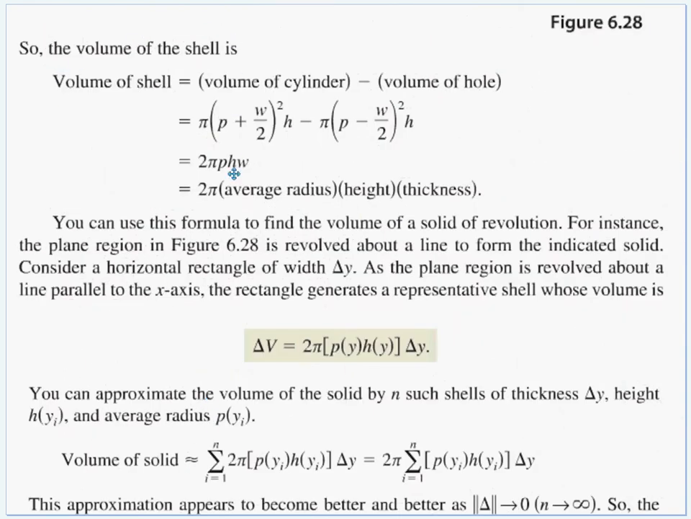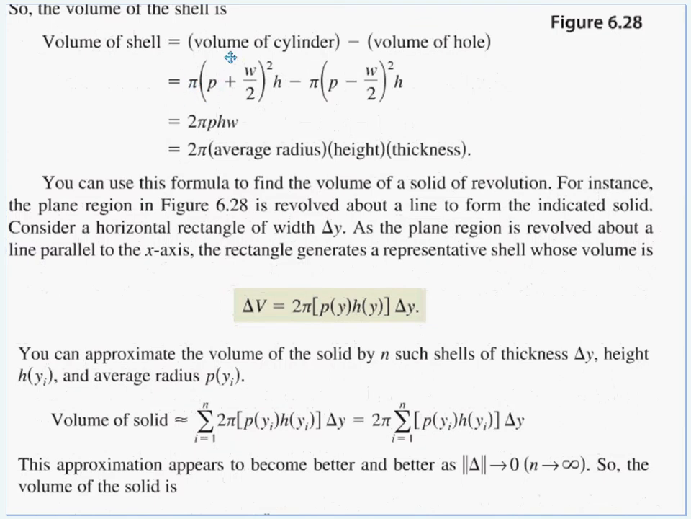So the volume of our shell would be pi times r squared, pi times that P plus half W squared times the height, and then we would subtract the volume of the hole, the inner radius, pi times P minus half of W, that quantity squared times h. If we FOIL out the quantity squared, we will have some things combine and cancel. If you go through all the algebra, you're going to have 2 pi times P times h times W, or 2 pi times the average radius, P, times the height, h, times the thickness, W. We can use this formula to find the volume of a solid of revolution.